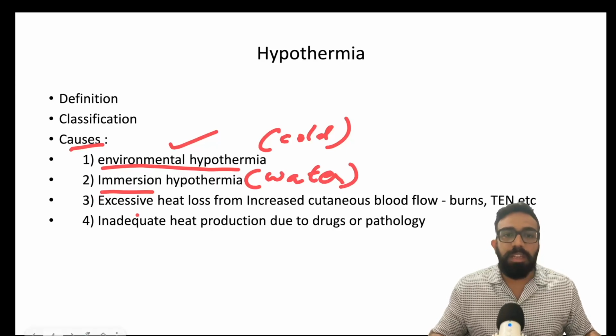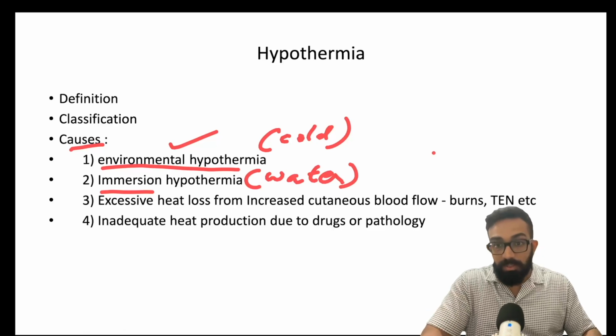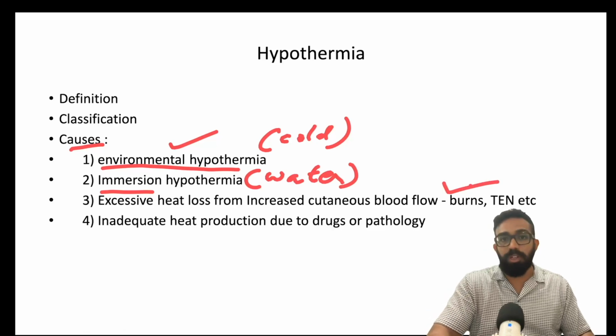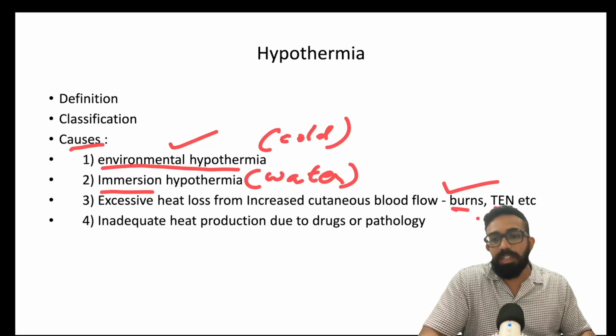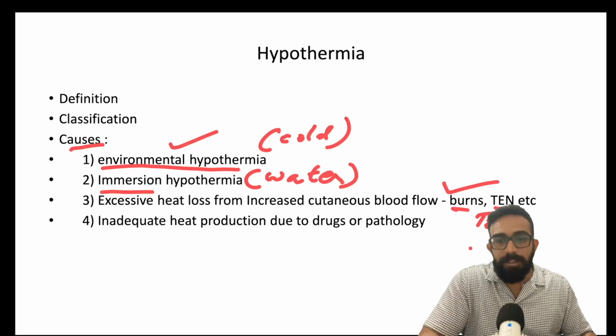Third thing may be excessive heat loss from the cutaneous body surfaces, which happens in burns. Burns we are going to discuss in the next part of this video. And 10. What is 10? It is toxic epidermal necrolysis. So this comes in your pediatrics.